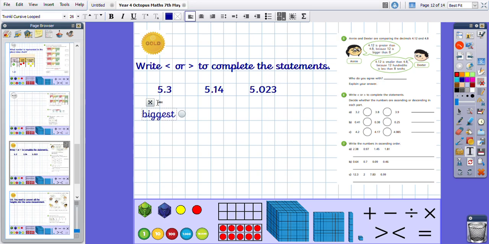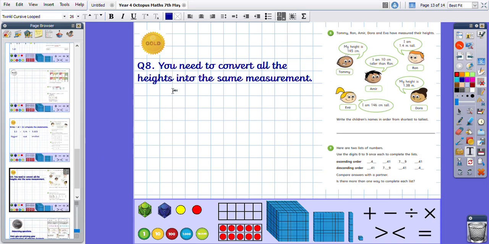And then I know that the middle number is the next biggest because it has 1 tenth and this number has 0 tenths. It doesn't matter how long the number is or how many digits are in it. It matters the value of each digit. So this has 1 tenth and this has 0 tenths. So this is the next biggest. And this is the smallest. So I need to use my crocodiles. So this number is bigger than this one. And this number is bigger than this one. So I would use the crocodiles like so to make the statement make sense. So that is an example of question 6.